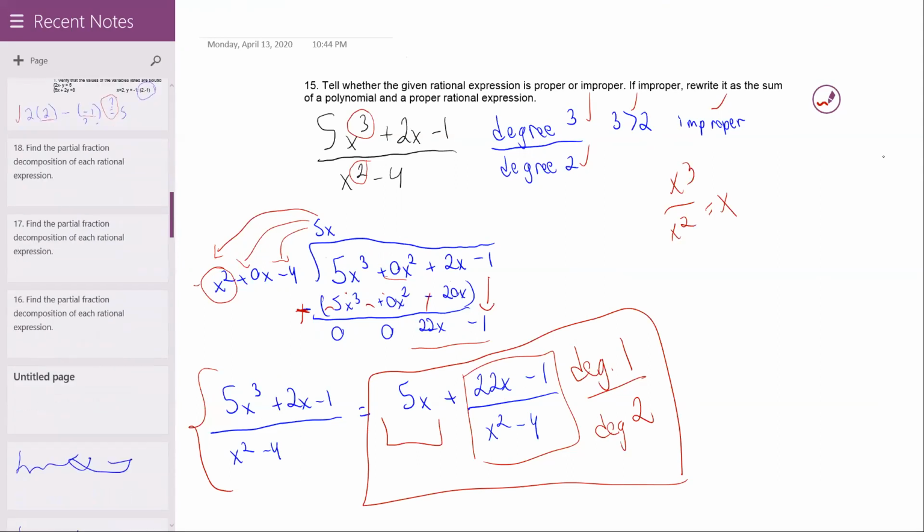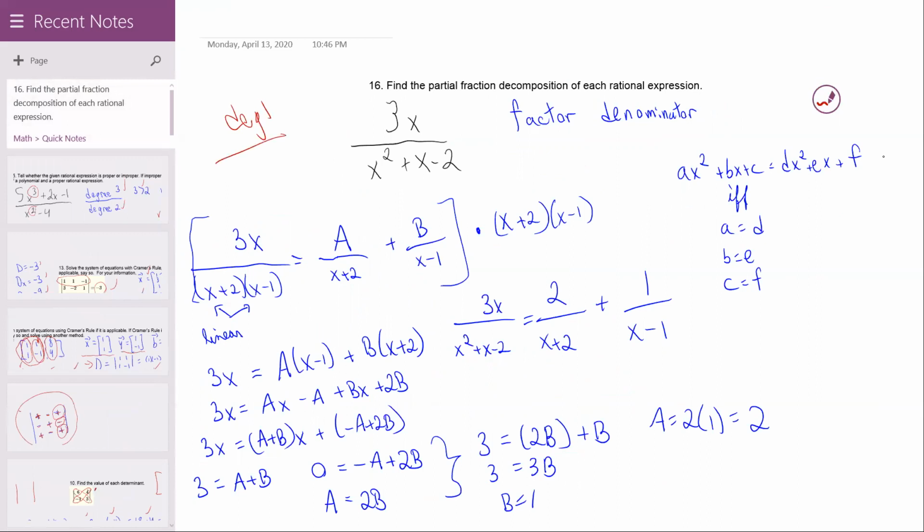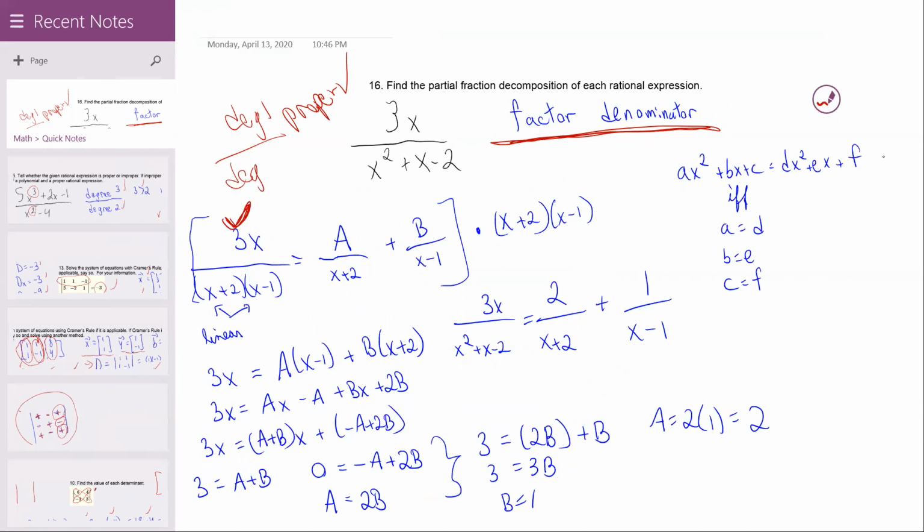So we will go to number 16. So now it's the factor partial fraction decomposition. First things first, check if it's proper. We have degree 1 over degree 2, proper, which means we can use partial fraction decomposition. Our first step should always be to factor the denominator if we can. So this is how we factor the denominator. That's just rewriting the original.